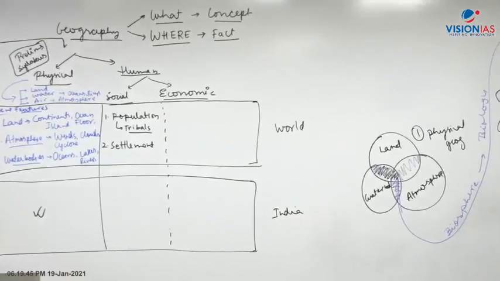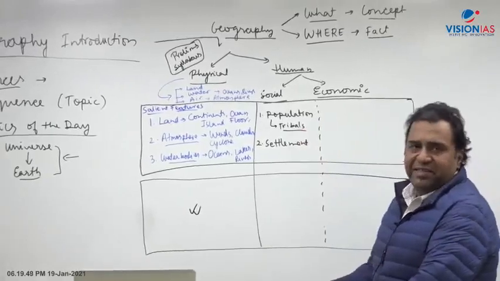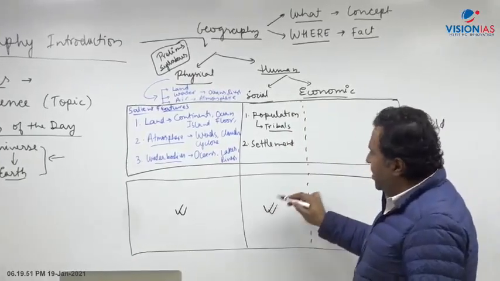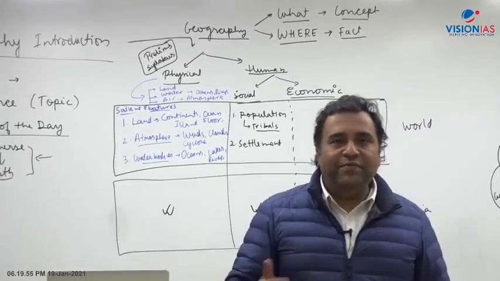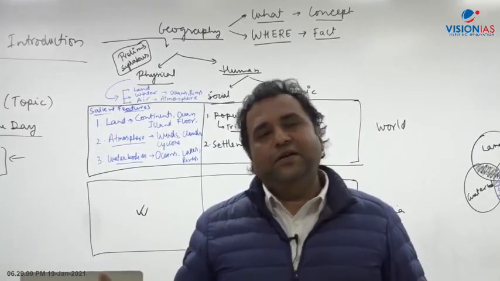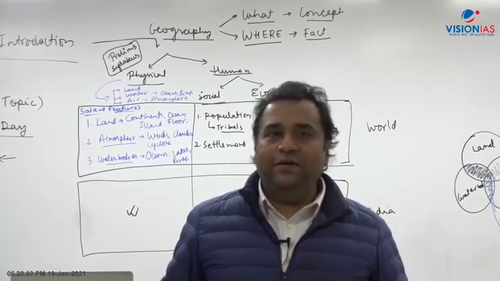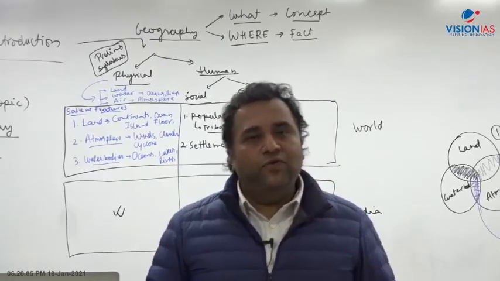Now, what is left? So, population and settlement, I hope you understand, and the tribals, and the same exactly applies to India. Why? Because your syllabus said earlier, the very first line said geography of India and the world. Which geography? Physical and social and economic. Geography of India and the world. So, prelim syllabus, whatever is there in the world, the same things you have to do for India also. Why?